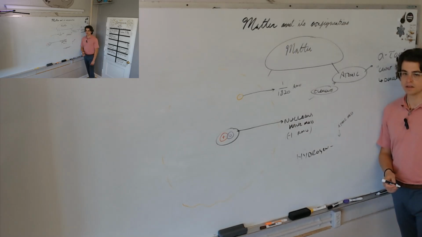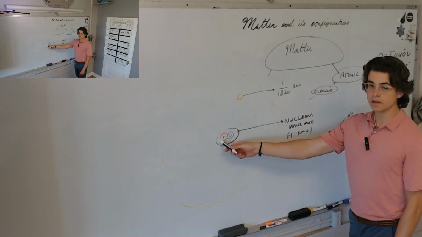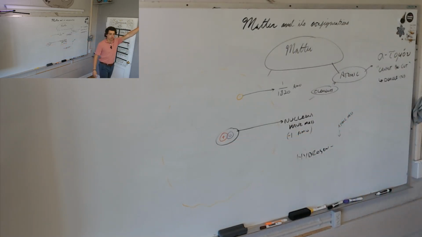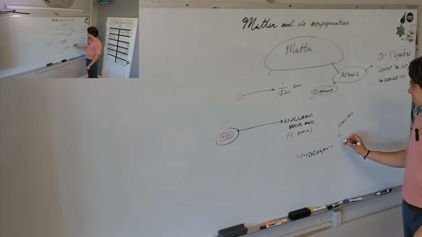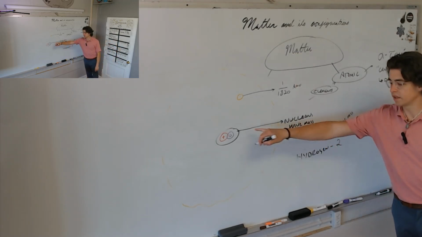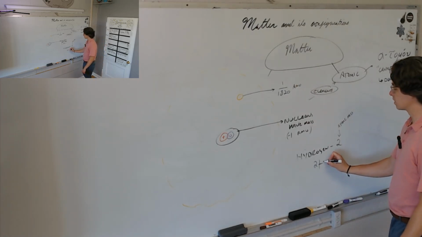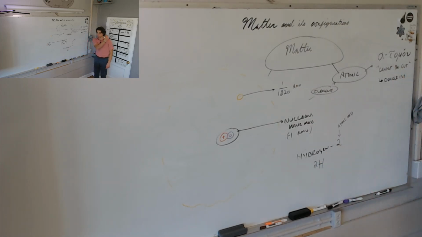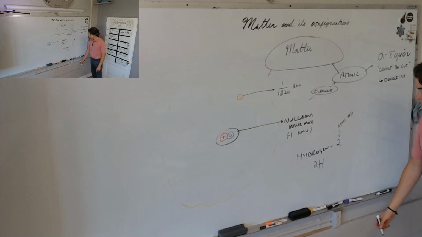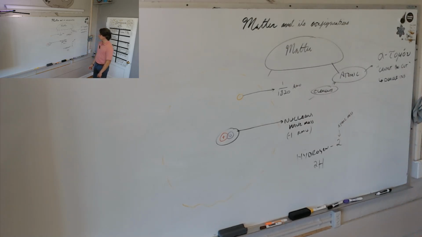So if it has one proton, that makes it hydrogen. But what's its actual atomic mass? 2. Because the nucleons have mass, and there are 2 of them. So hydrogen 2. We also write that as hydrogen with a little 2 in the upper left corner. Hydrogen 2. Review. Yeah, you remember this?